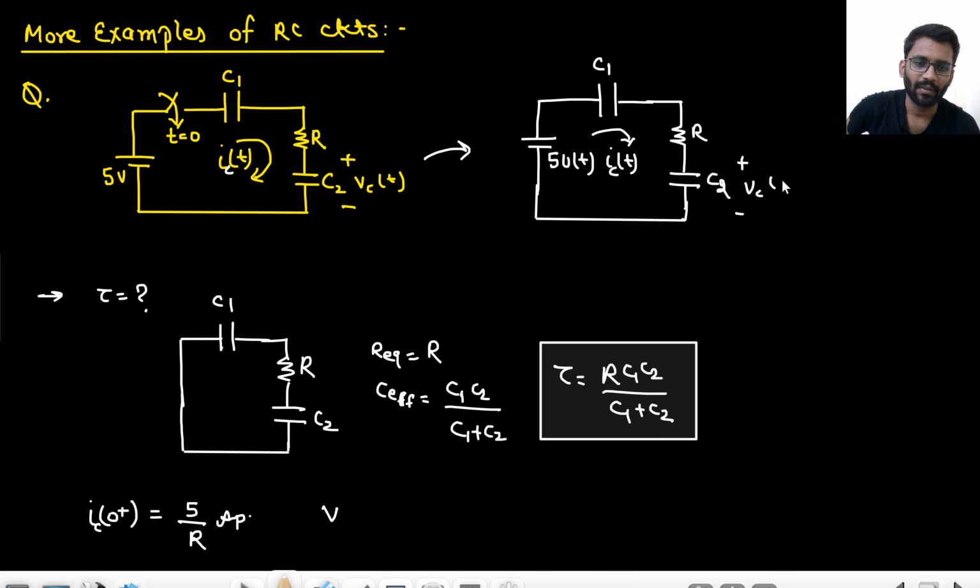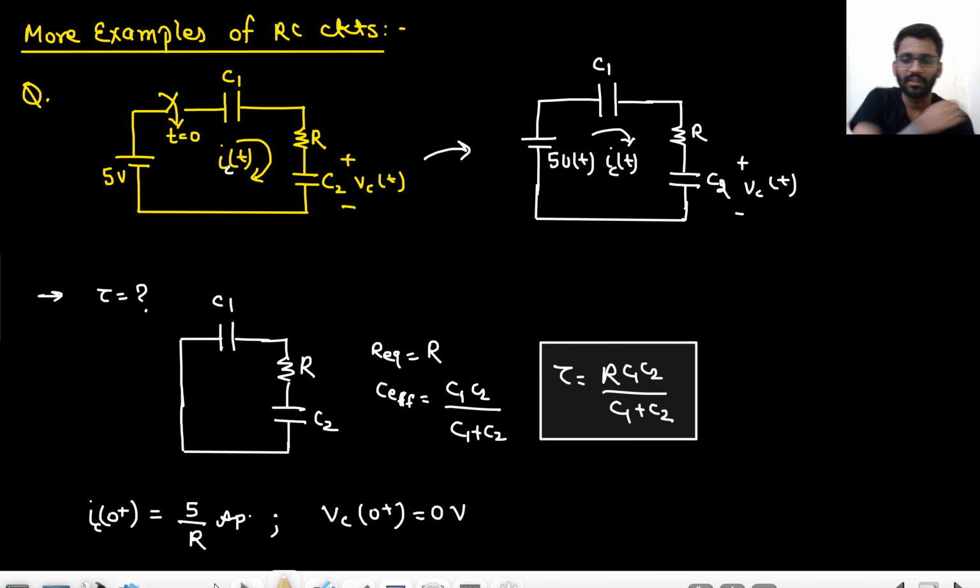So tell me, initially what will be the value of VCT? VC at t equals 0 plus. It will be 0 volt only, right? 5 by R current is flowing, so it will be 0 volt only, because the capacitor C1 is shorted, C2 is shorted. So VC at t equals 0 plus is 0 volt only.